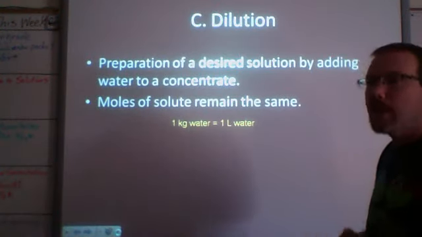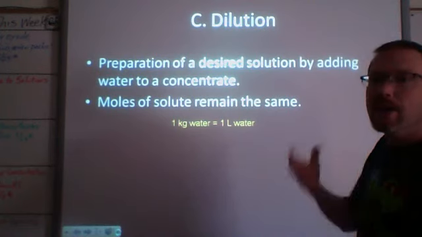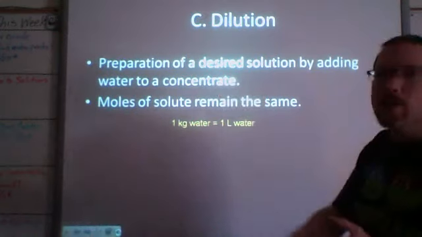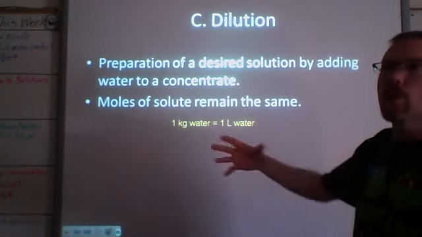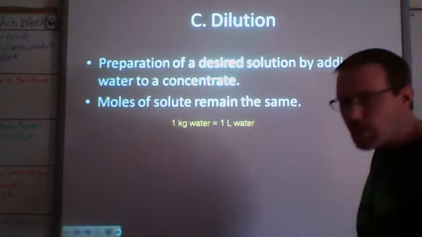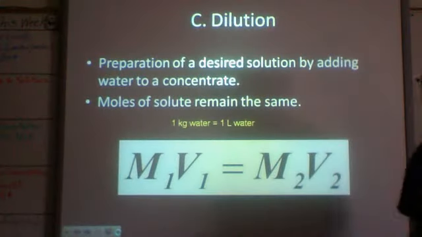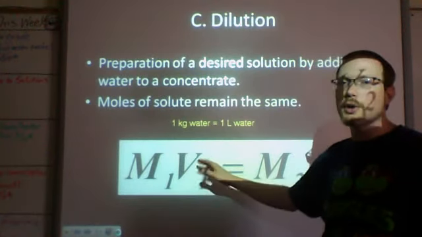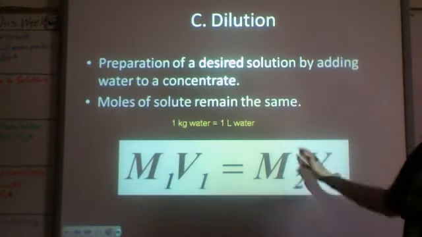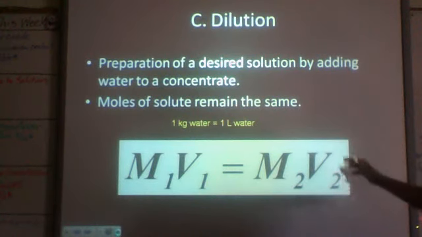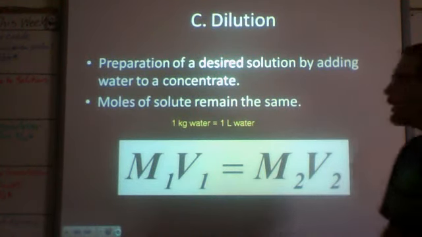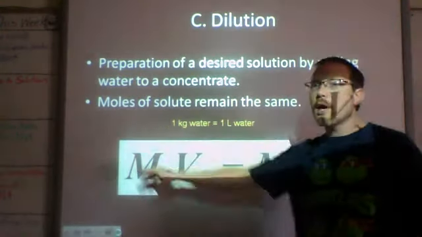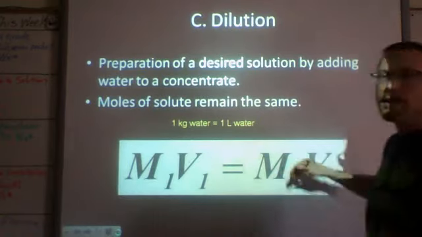The total moles of solute in there remain the same. What changes is the amount of solution. So as I increase the solution amount, I decrease the molar concentration because there's more solvent and the same amount of solute. Okay? And here's the formula for that. The molar concentration of your starting solution times the volume of your starting solution will equal the molar concentration of your new solution times the volume of your new solution. In other words, if this volume goes up, then the molar concentration will go down in order to keep these two equal.